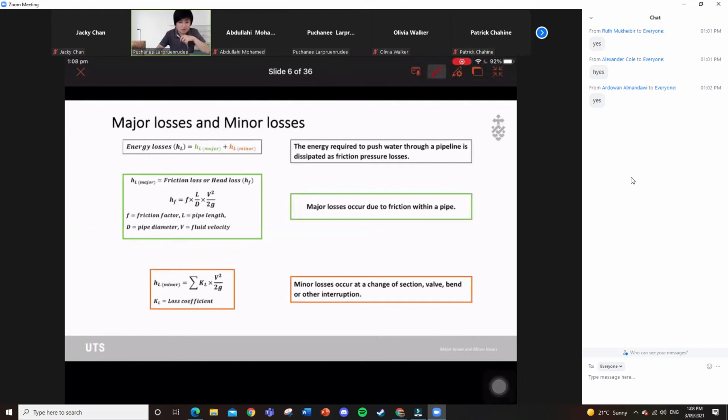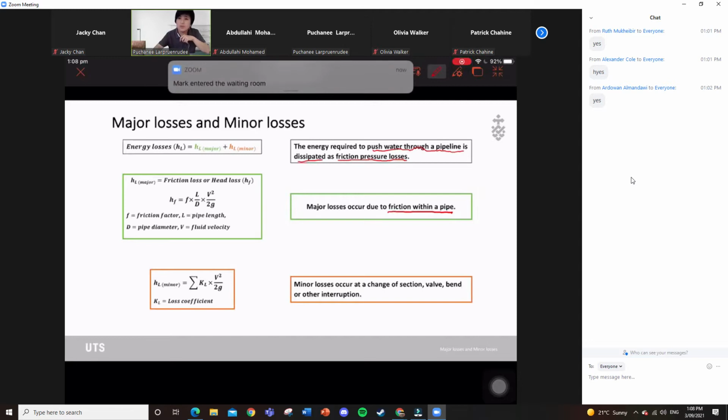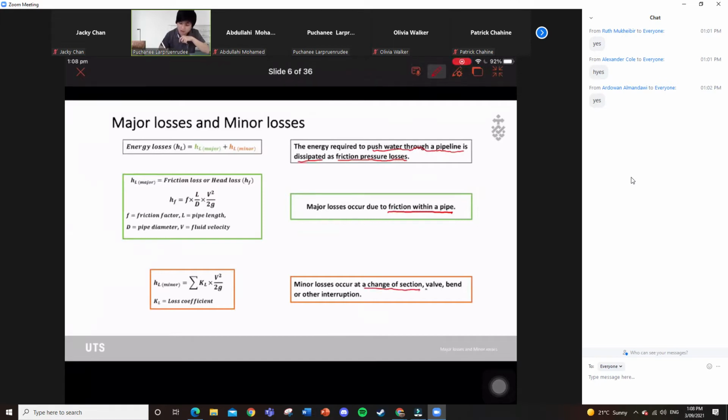So for the major loss and minor loss, the energy required to push the water through a pipe is dissipated as friction pressure loss. The major loss occurs due to friction within a pipe, and the minor loss occurs at a change of section, valve, bend, or other interruption.